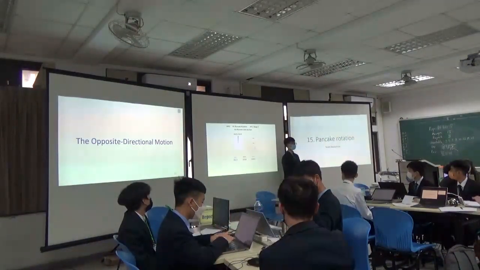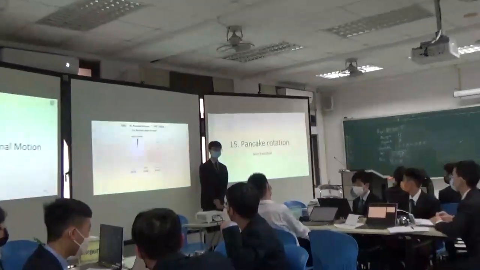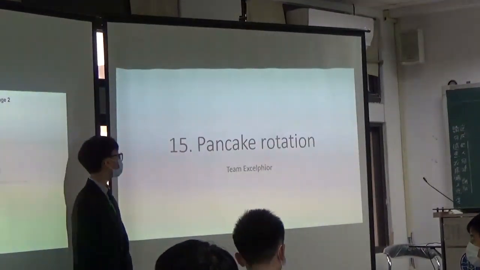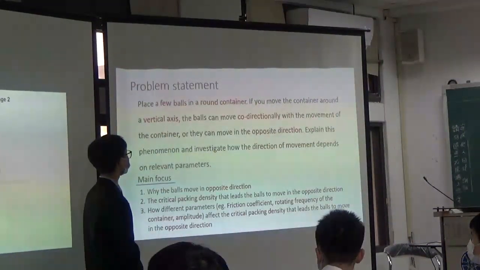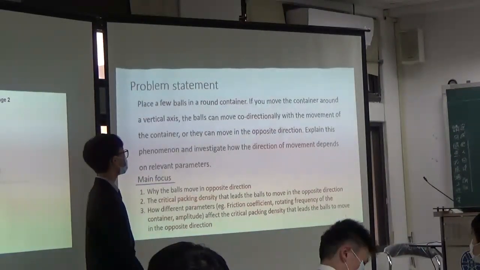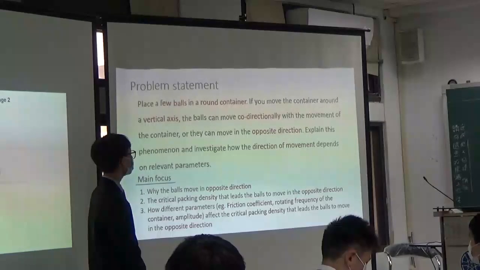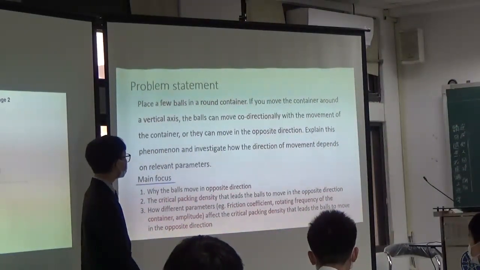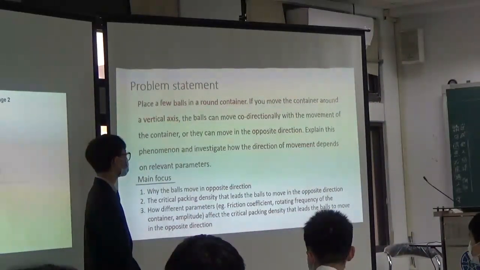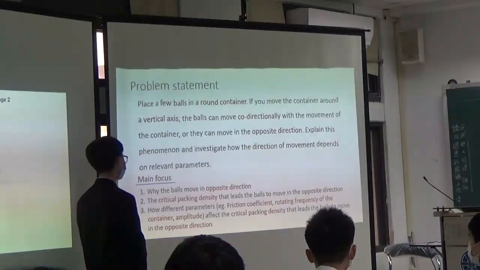Honorable juries and fellow competitors, I'm the reviewer from Team Excel here. Today I'm going to review problem number 15, pancake rotation. Problem statement: place a few balls in the round container. If you move the container around the vertical axis, the balls can move co-directionally with the movement of the container, or they can move in the opposite direction. Explain this phenomenon and investigate how the direction of movements depends on relevant parameters.